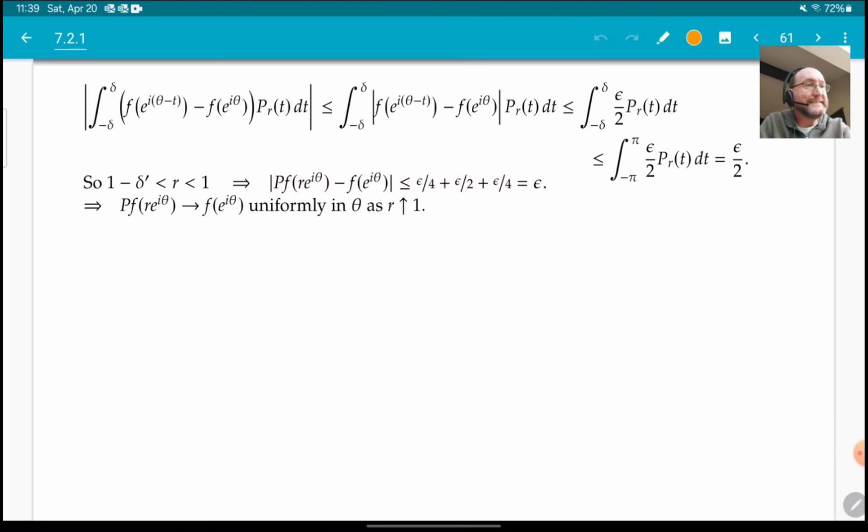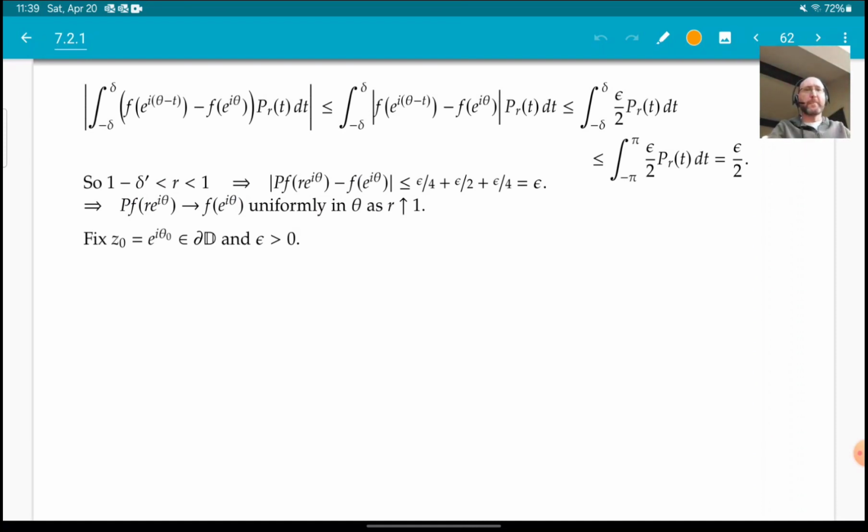So that means that uniformly in theta, because this delta prime did not depend on the theta, we have that PF of R e to the I theta goes to F of e to the I theta as R goes to 1. We're not quite done, right?